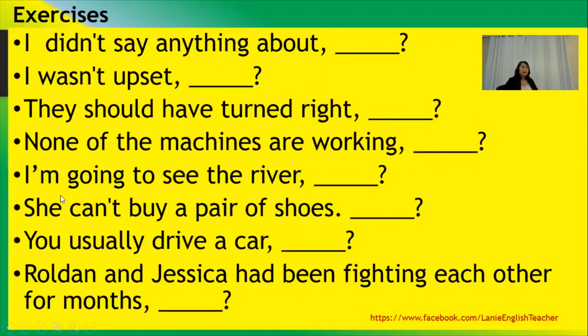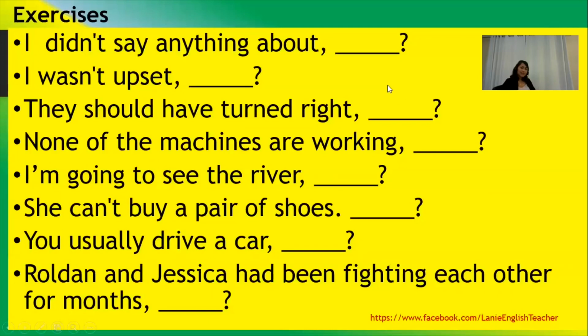Number 5, I'm going to see the river. Number 6, she can't buy a pair of shoes. 7, you usually drive a car. And then the last one, Roldan and Jessica had been fighting each other for months. So I'll give you, I think, 5 minutes to think of the correct answers. And then, yeah. All right. Are you ready to give your answers now?